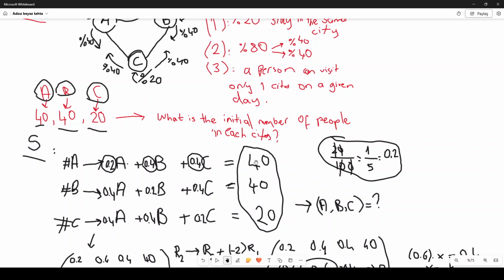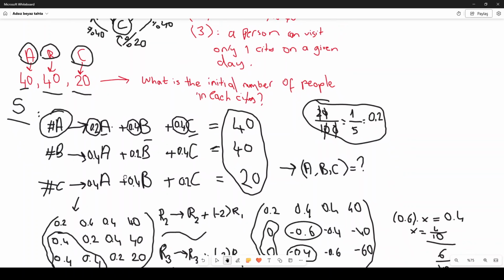And the right hand side values are nothing but the values that we obtain at the end of one day. Our observations, you see, 40, 40, and 20. And each equation actually represents the total number of people in each city. Suppose the first equation represents the total number of people in A. How can we understand that? People can come to city A from either A, B, or C with different rates of change. And how can I find that? What is the rate of this change?